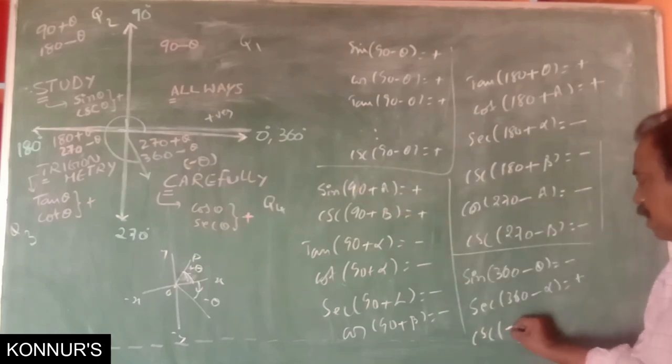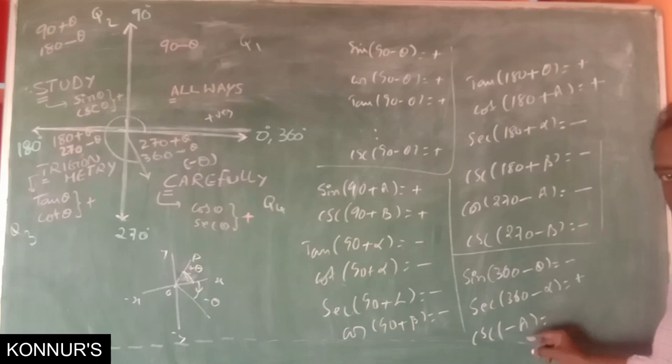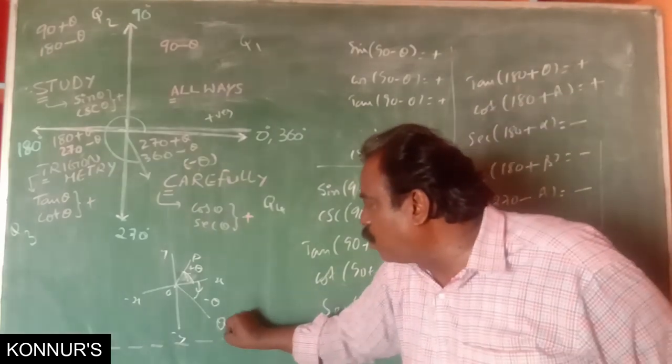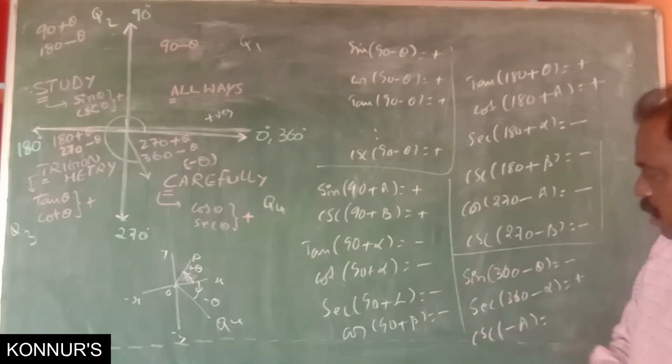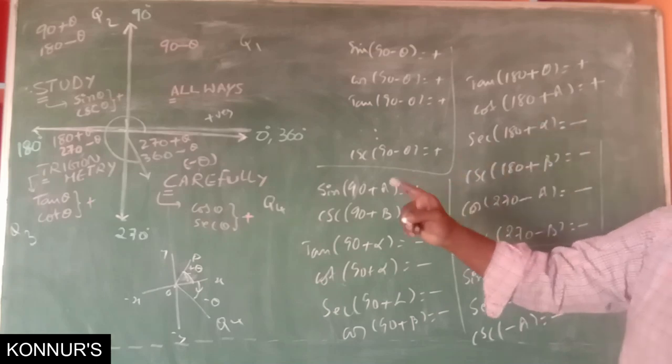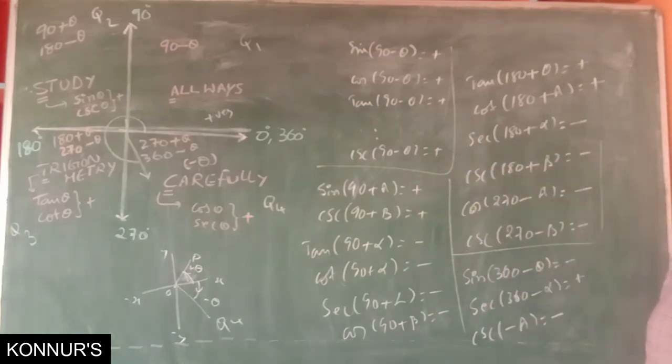Suppose cosecant of minus A is there. Don't confuse minus A with negative. Minus A is a negative angle. A negative angle is in the fourth quadrant. Already we know that concept. So cosecant of a negative angle is in the fourth quadrant. In the fourth quadrant, cosecant is negative. Like this, we have to study. Okay, now, is it clear?